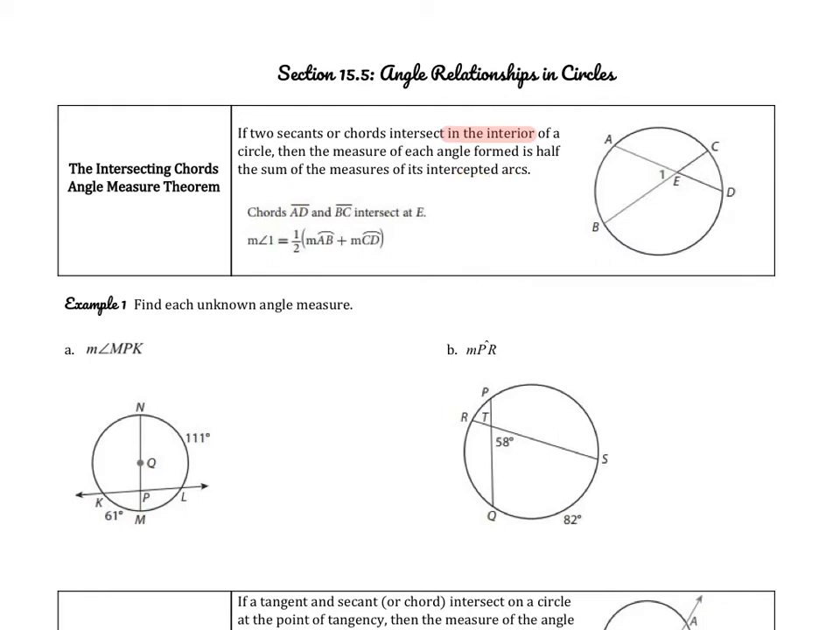The measure of each angle formed is half the sum of the measure of the intercepted arcs. Again, the intercepted arcs would be the arcs created by the endpoints of your chords. So this is one arc. This is the second intercepted arc. So you can see that we can find the measure of angle 1 by taking half the sum, meaning we add the measure of arc AB and the measure of arc CD.